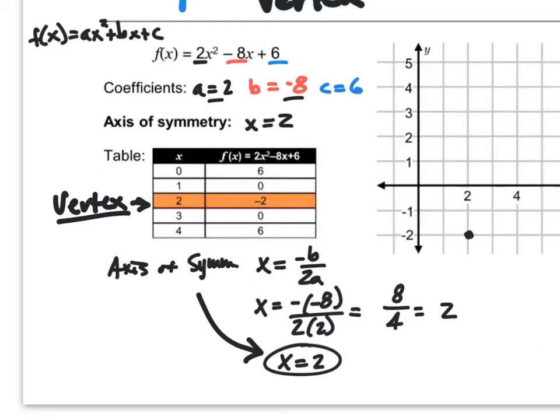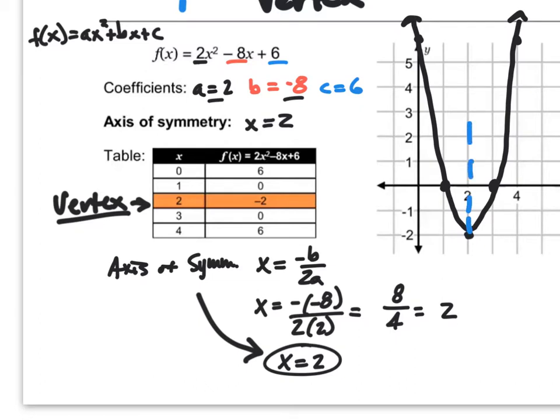And then the other values were the points 1, 0, so I plot a point there. And then the point 3, 0, plot a point there. Then the point 0, 6, which is up here, and the point 4, 6, which is up here. If I draw this, it appears as though we have a parabola. And if I want to identify my axis of symmetry, it is the line x equals 2.